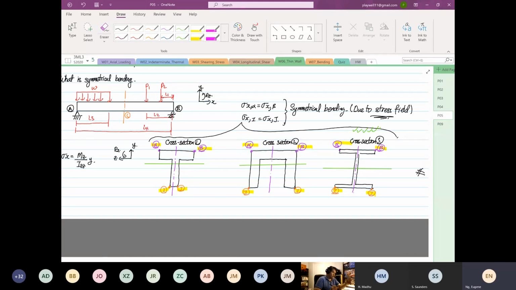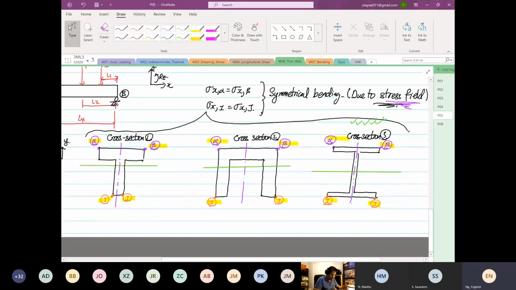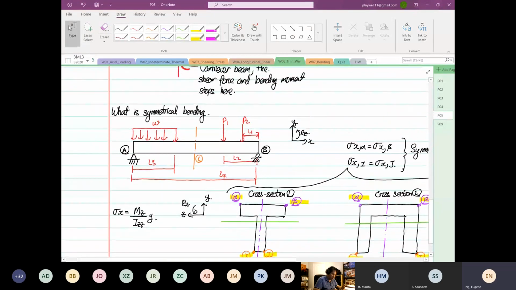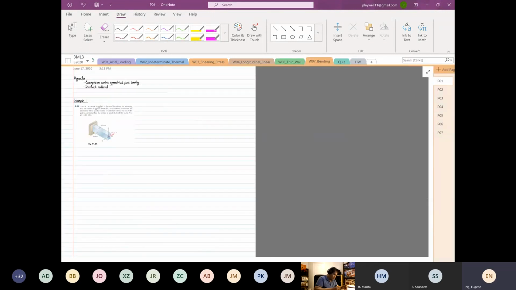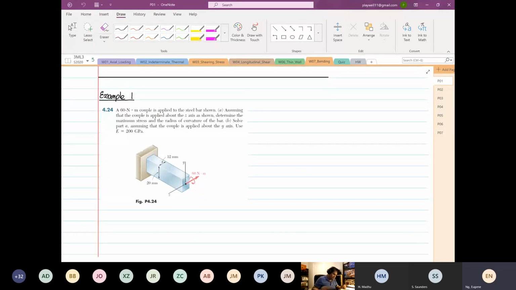Okay, so the symmetry bending is highlight again is due to your stress view. So we classified this as symmetry bending. Okay, nothing to do whether the cross section is symmetry or not. Nothing to do whether the structure is loaded symmetry or not. Okay, nothing to do with that. It's all based on stress view. So today we are going to more detail, okay, on example number 1.